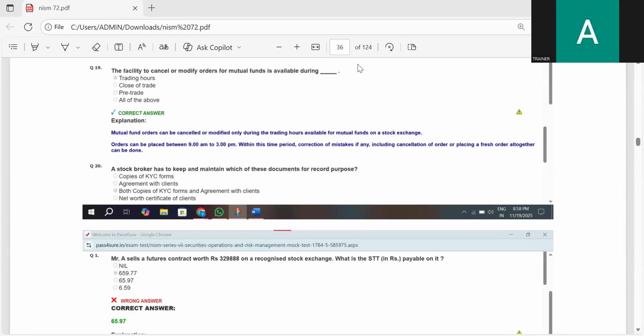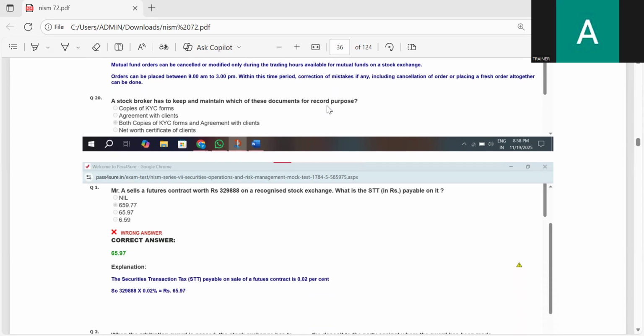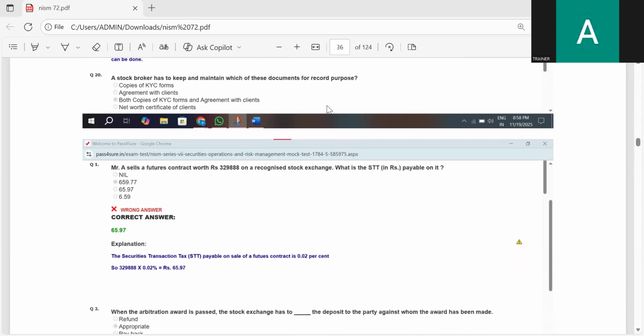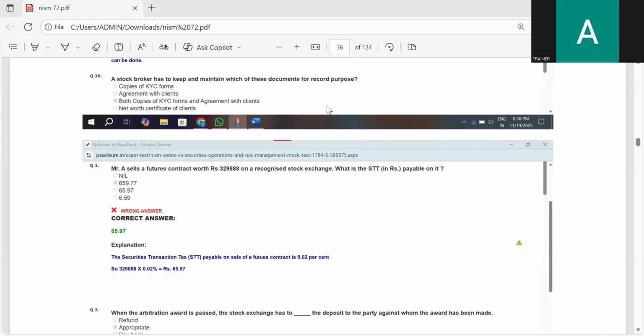The facility to cancel or modify orders for mutual fund is available during trading hours, close of trade, pre-trade, all of them. The correct answer is trading hours. A stockbroker has to keep and maintain which of these documents for record purpose? Copies of KYC form, agreement with clients, both copies of KYC form and agreement with clients, net worth certificate of client. The correct answer is both copies of KYC and agreement with client.